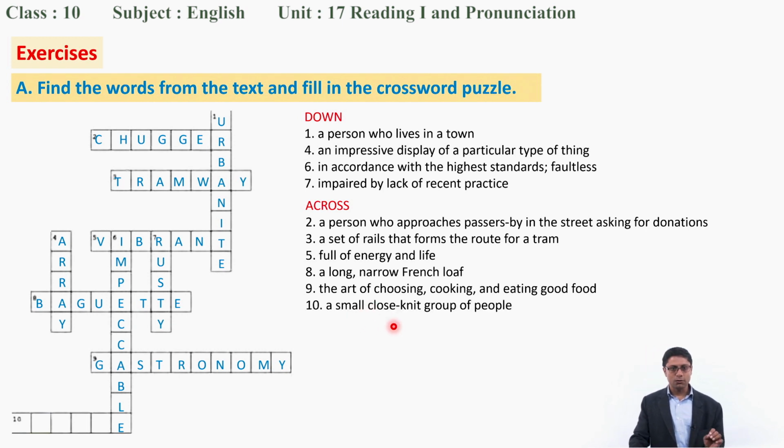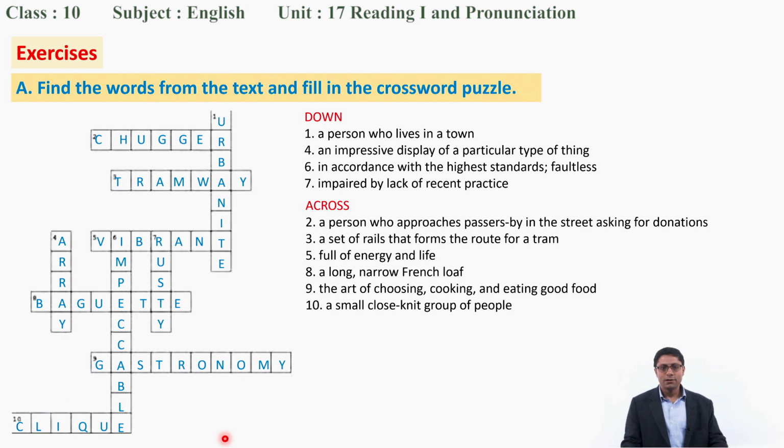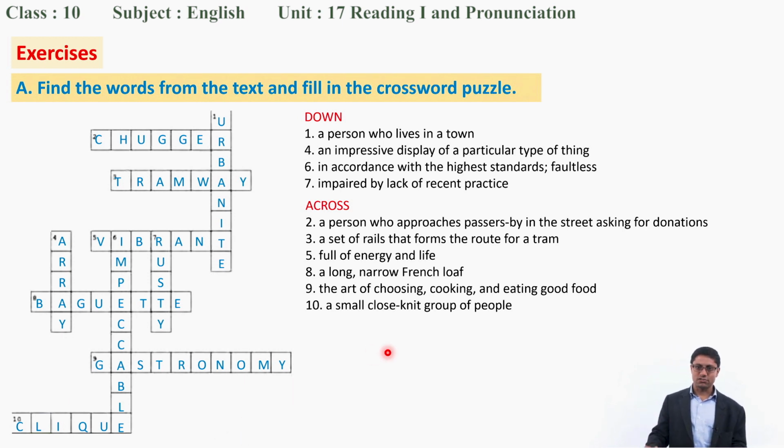So, a small, close-knit group of people. What is it called? The last one. You see, the last letter will be E. And you see, here it goes across. Can you say the word? Okay, it's clique. C-L-I-Q-U-E. Okay. So, dear students, you did a wonderful job. Now, let's move on to next.